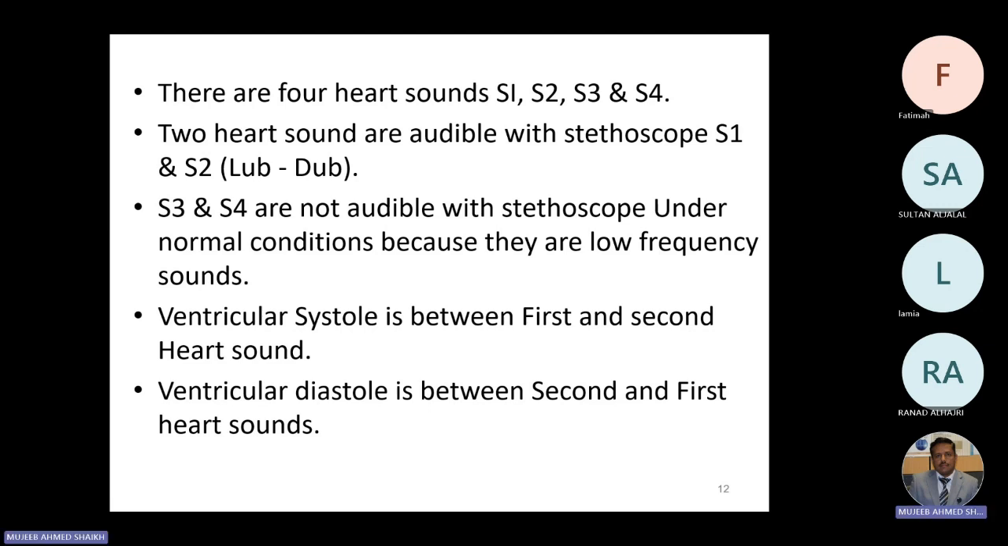Sometimes the third heart sound can be heard in a normal condition, but in infants or pregnant women, or maybe in fever or in exercise. But the fourth heart sound is normally not heard. If it is heard, it is always abnormal.